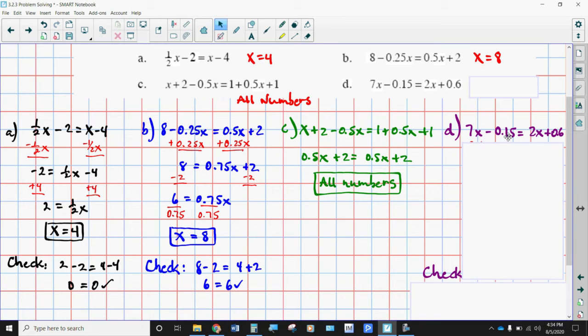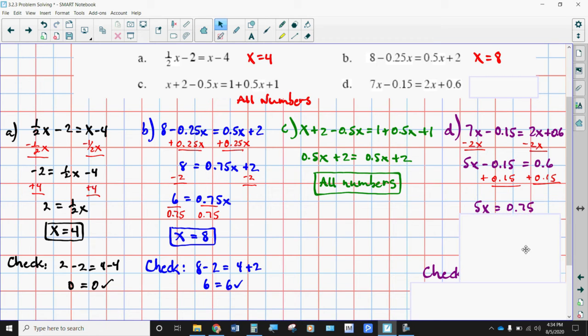7x minus 1500 is equal to 2x plus 6/10. So I would take away 2x's from each side. So you've got 5x's minus 1500. Then I take away the 1500. No, I guess I have to add it, right? Because it's minus 1500. So when you add 1500, that forms a zero pair. So this becomes 7500. And then you divide by 5.